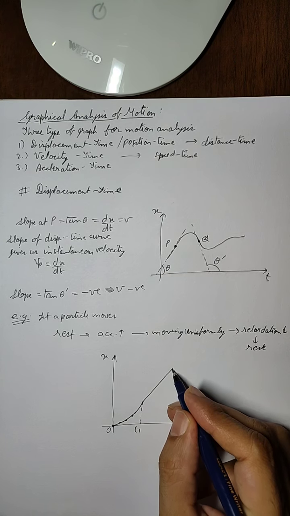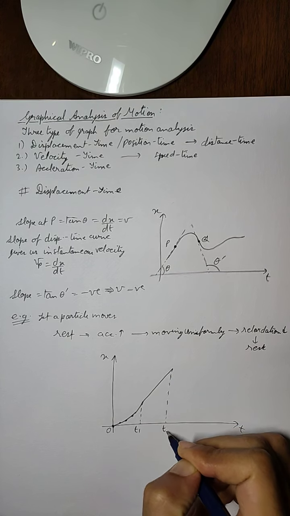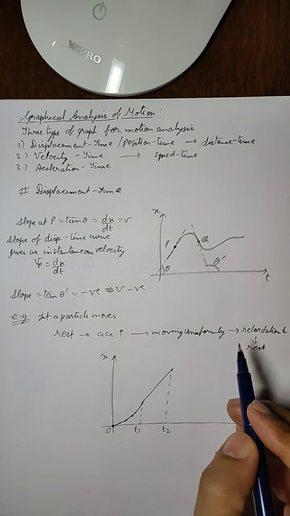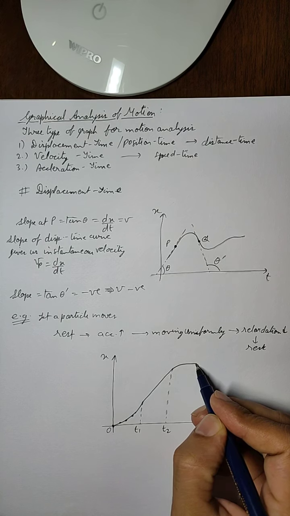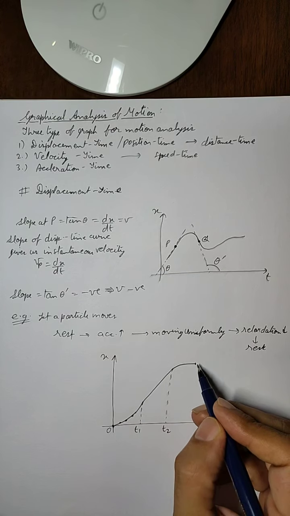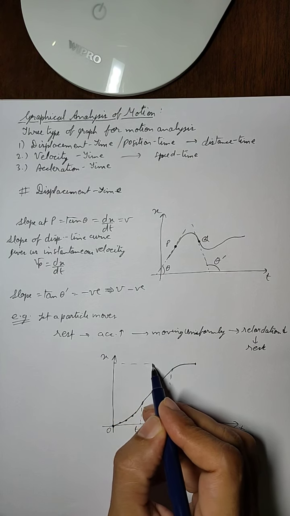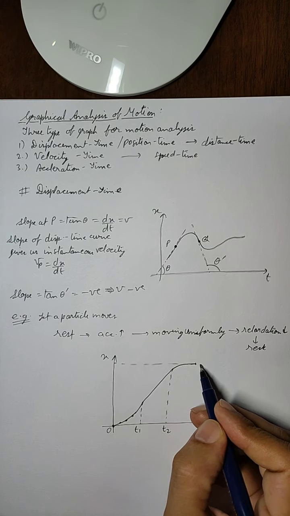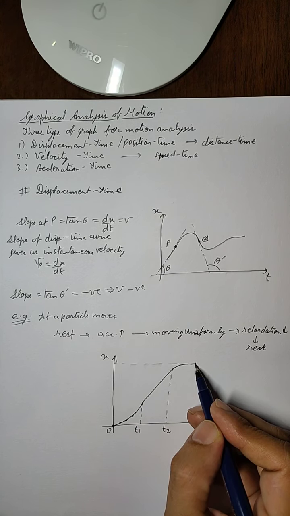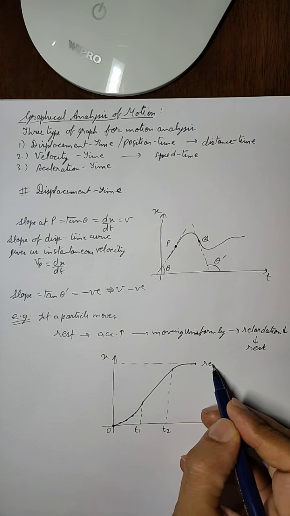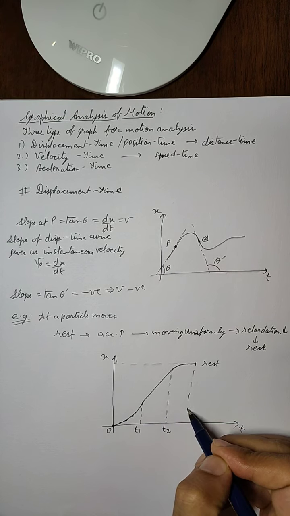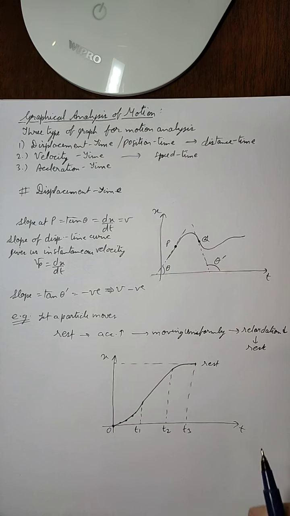Let us say it is moving uniformly till time t2, and then there is a retardation, so it will go like this till it becomes constant. At this point, there is no more displacement, the displacement becomes constant. This means that the body has come to rest. So let us say that at t3 the body comes to rest.